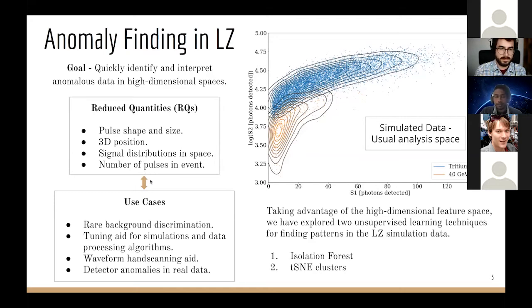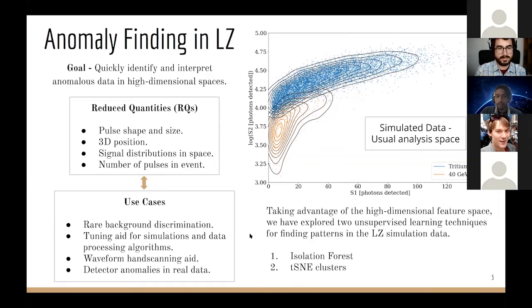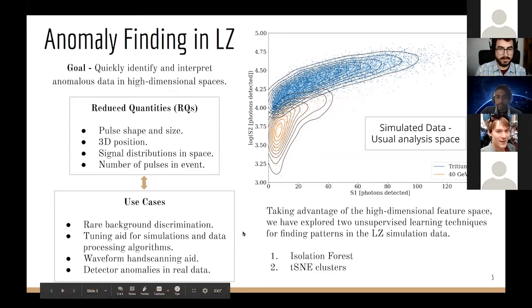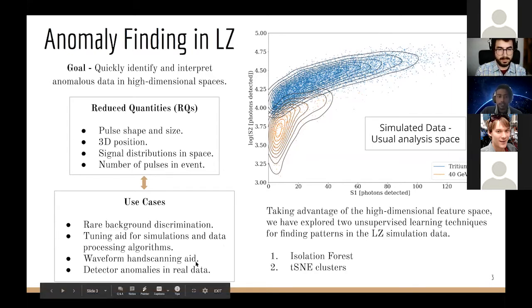general anomaly finder and identify things like rare backgrounds. It can serve as a tuning aid for simulations and data processing algorithms. This can also potentially speed up hand scanning, so just flipping through waveforms by human analyzers. And once we eventually have science data, we can put this in anomaly finders to find unexpected detector anomalies that one might not expect.